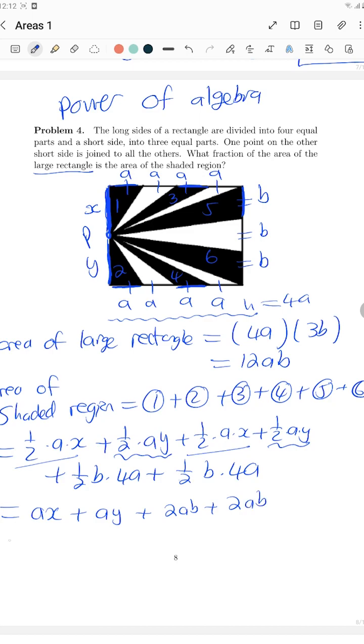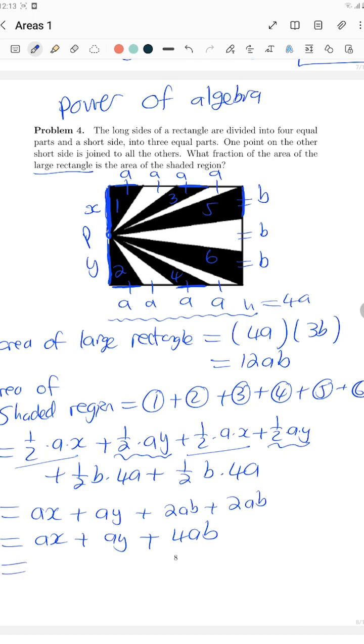And so we get the following popping up. So we have ax plus ay plus 2ab plus 2ab. We can simplify to 4ab. Goodness, all right. So we got somewhere, but now we're still a little stuck.